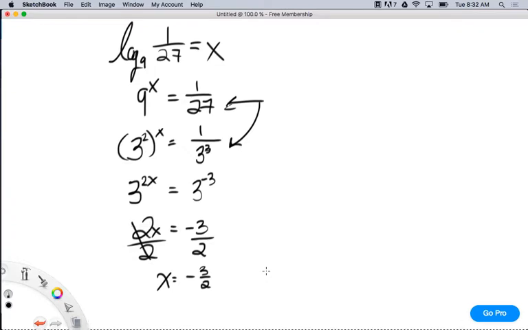Why is it over 2? Why am I dividing by 2 on both sides? Because I'm solving for x. Would you agree that this is correct here, 3 to the 2x equals, right? So I end up with 2x equals negative 3, right? And then to solve for x, I just have to divide by 2 on both sides. Does that make sense? Okay, good. So I end up with x equals negative 3 halves. Any questions about that?